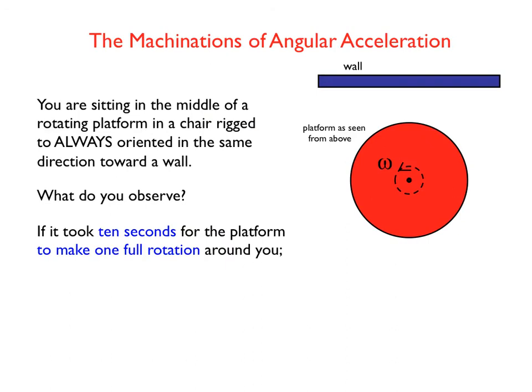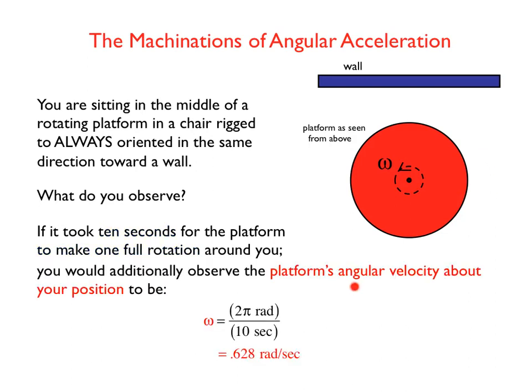So you're essentially sitting on the axis of rotation. And let's say it took 10 seconds for the platform to rotate around you once. So what was the angular velocity about that central axis as the platform was in motion during that 10-second period? Well, it traveled through 2 pi radians over the period, did it in 10 seconds, divide the one into the other, you come up with 0.628 radians per second.